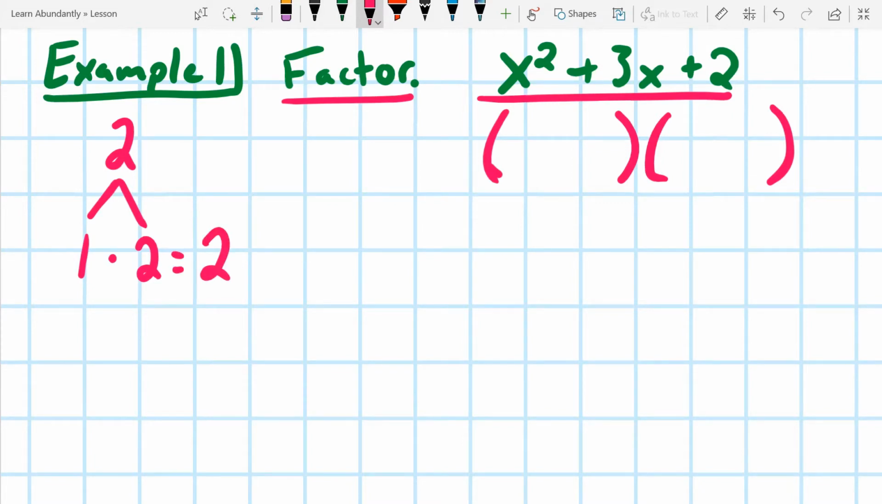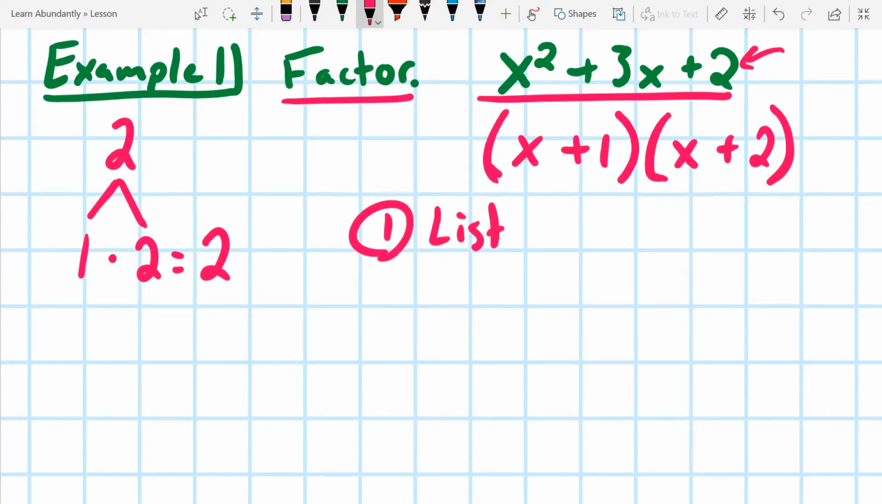The other thing you might notice is that I chose 2 because it's right there. And so what we're going to do is we're actually going to be able to pull this apart and do x plus 1 and x plus 2. Okay, a little bit of magic here, but let me explain. In order to factor a trinomial or a quadratic with 3 terms, what we do is we list factor pairs of the constant.